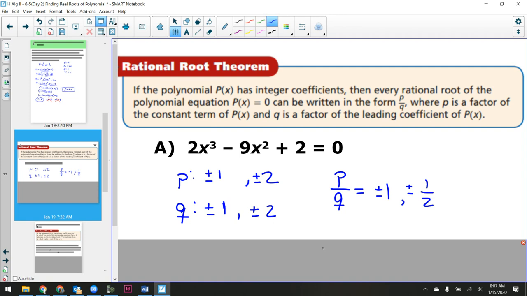Let's start with my 2 now. +2 divided by +1, +2. -2 divided by +1, -2.